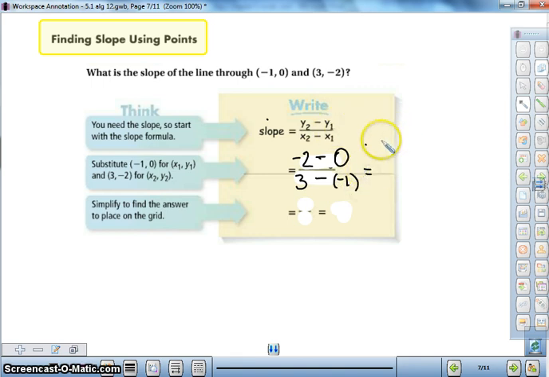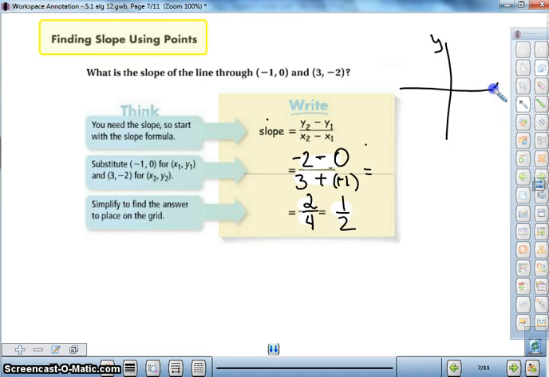Now, again, if you want to show this in one line, you could. In this line, we're looking at 2 minus 0, which gives us 2. 3 minus a -1. Remember, subtraction changes to add the opposite. 2/4, and we can simplify that, and our final answer is +1/2. If you wanted to check it, you could do a quick rough sketch.